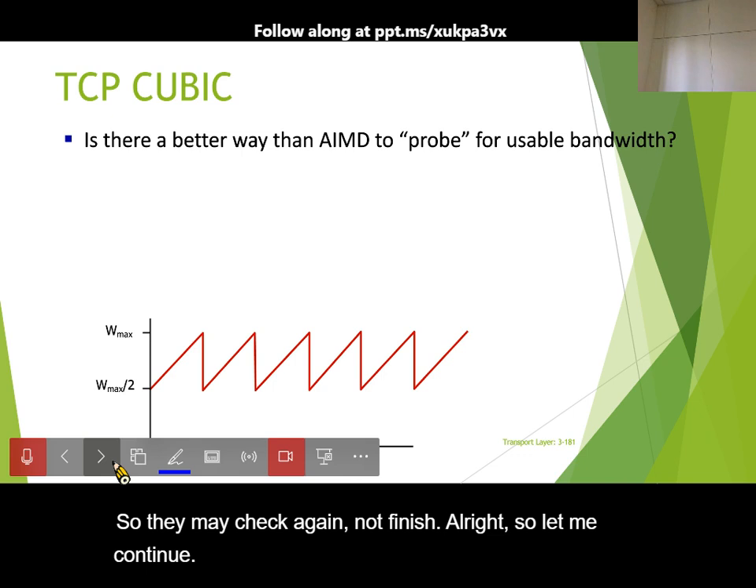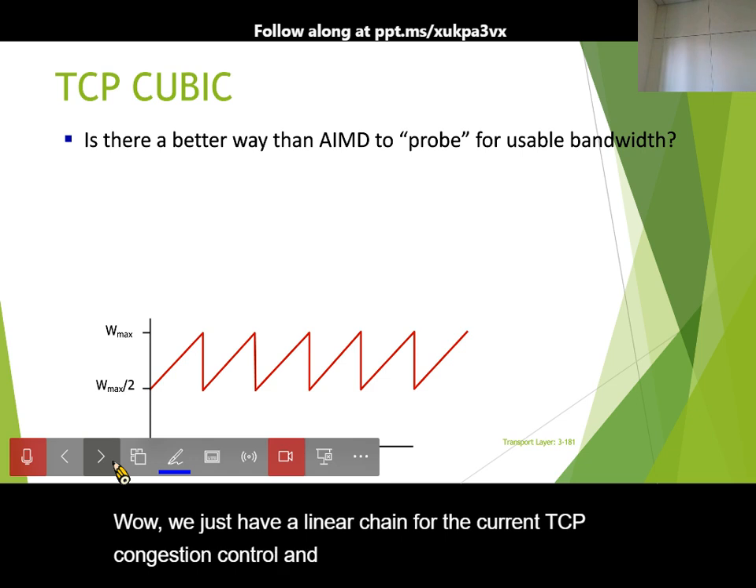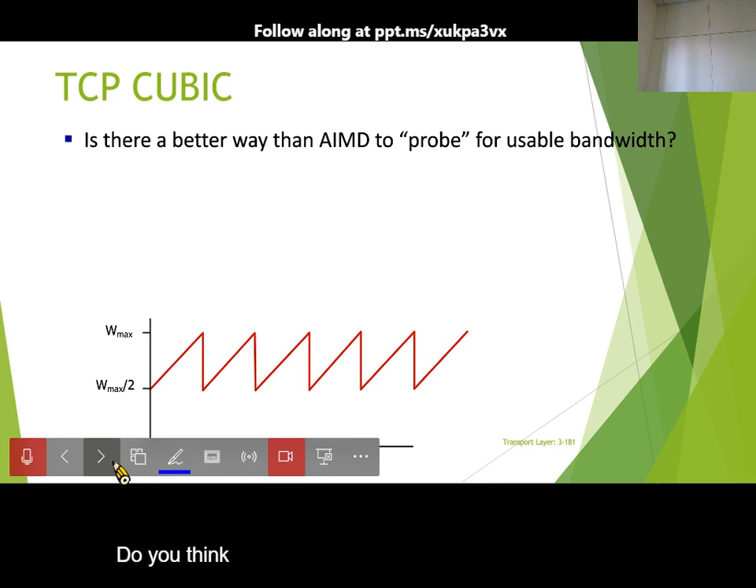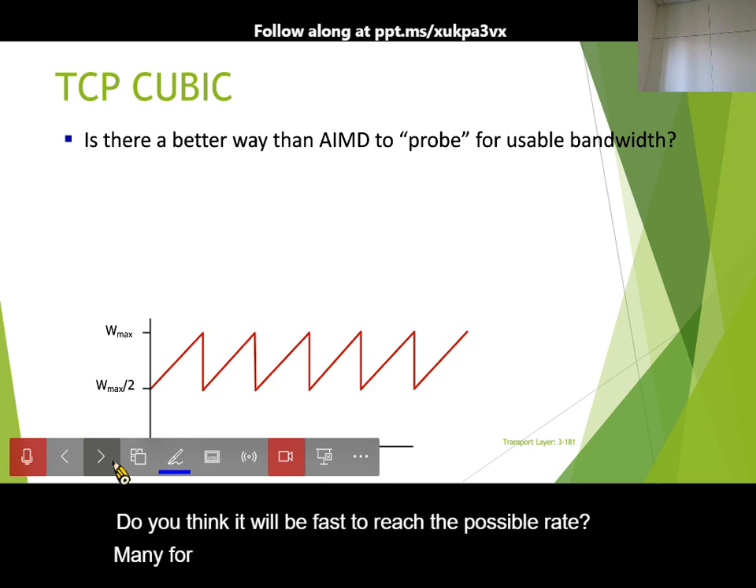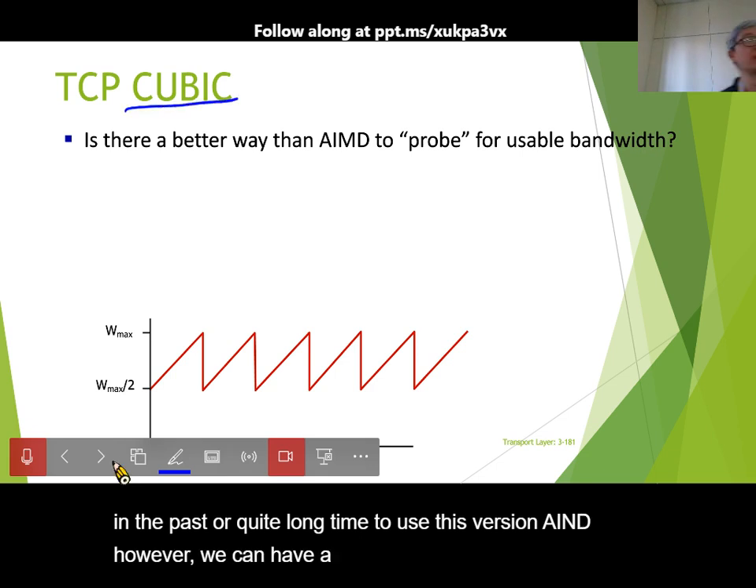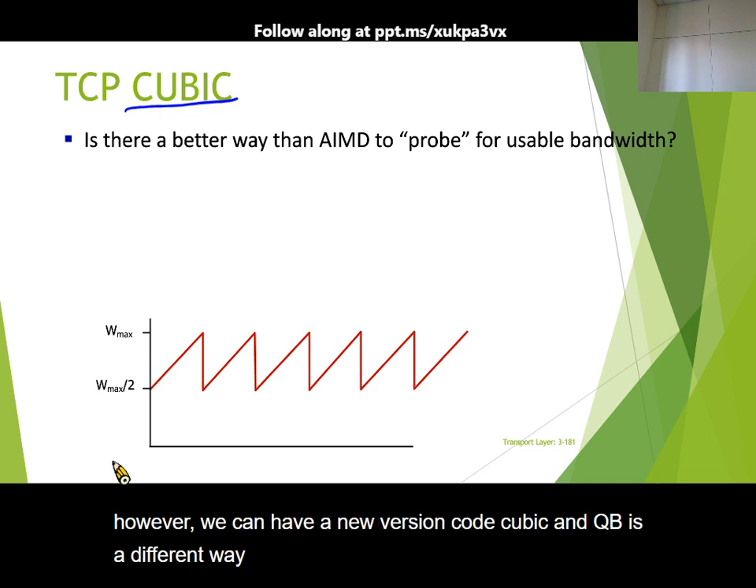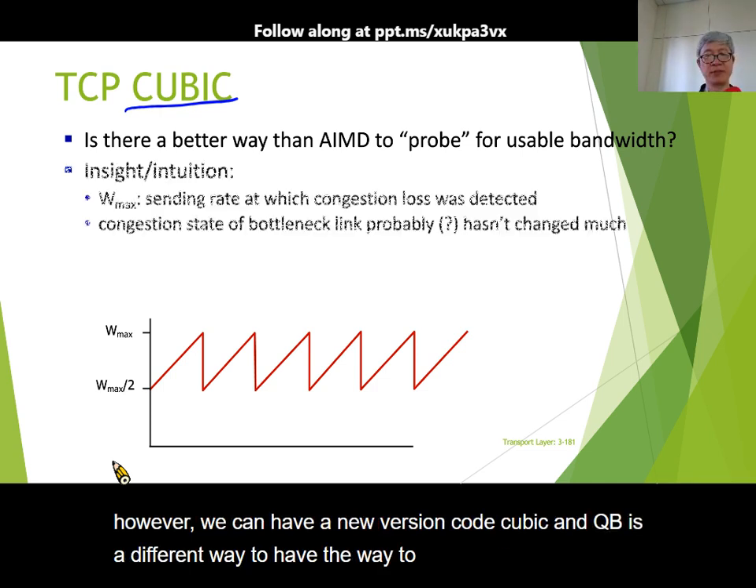Well, we just have a linear trend for the current TCP congestion control. Do you think it will be fast to reach the possible rate? Maybe some of our researchers don't think so. But in the past, for quite a long time, we used this version, AIMD. However, we can have a new version called CUBIC. And CUBIC uses a different way to probe the possible rate. So how to probe?